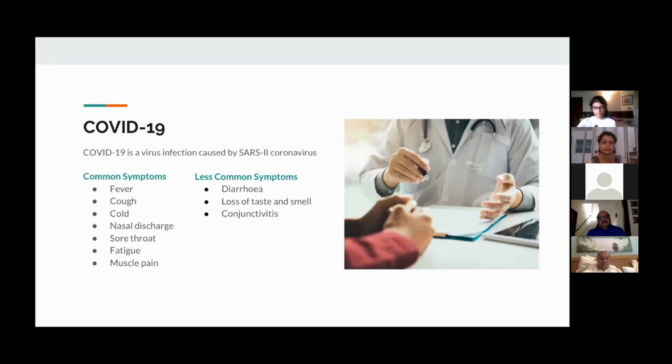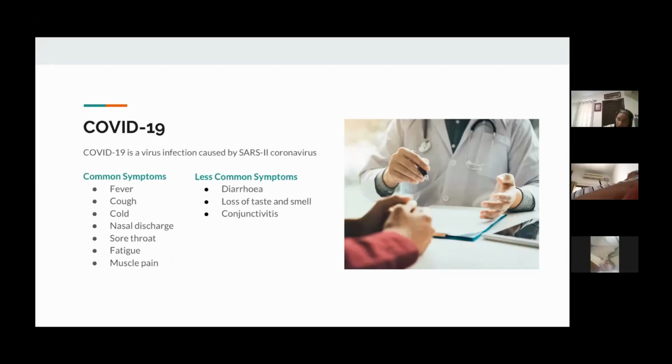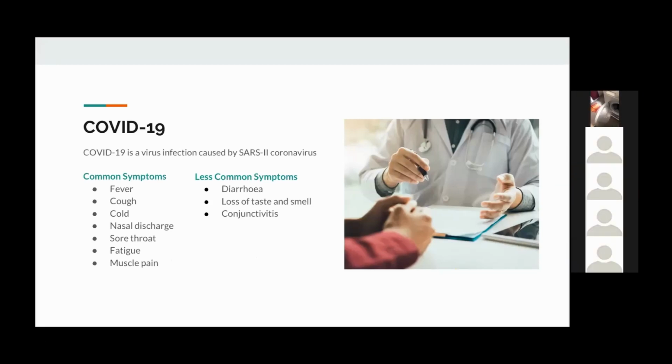The symptoms, as you all know, the commonest symptom is fever. It may be very mild to moderate, in some patients high grade. Cough, cold, and other upper respiratory infection, nasal discharge, nose block. Sore throat is quite common. Commonly, it's described by patients to me as a scratchy feeling in the throat. It's not really pain, it's a scratchy feeling in the throat.